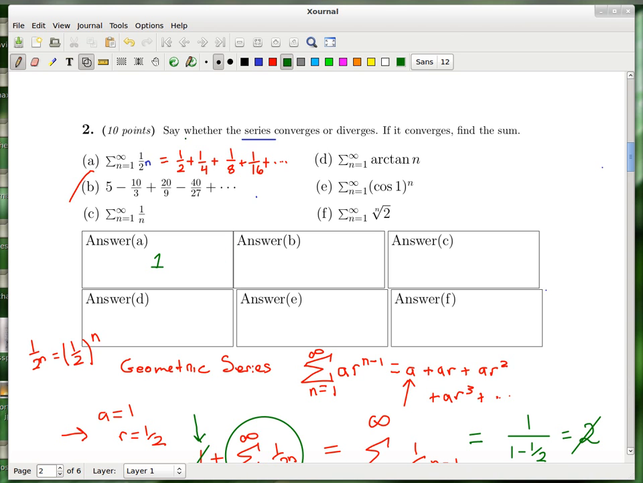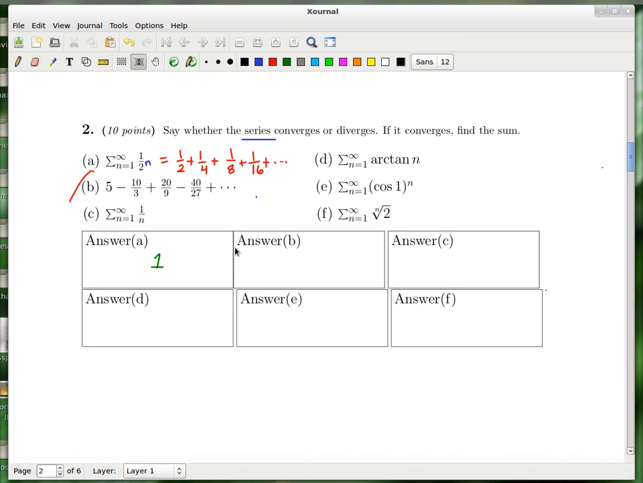Okay, so number 1 is done, and let's go on to number 2. So, B. What does B have in store for us here? We have to find the rule that determines this series. So what's making this series here? Let's try to understand it as a geometric series. What's happening with the denominators? They're going 3, 9, 27.